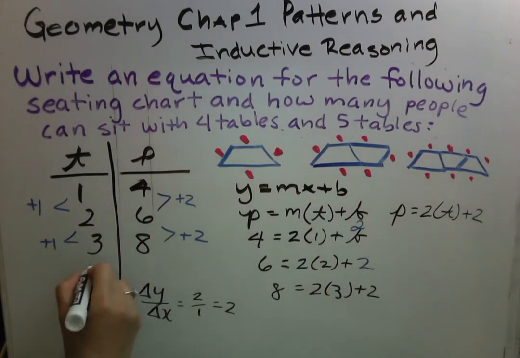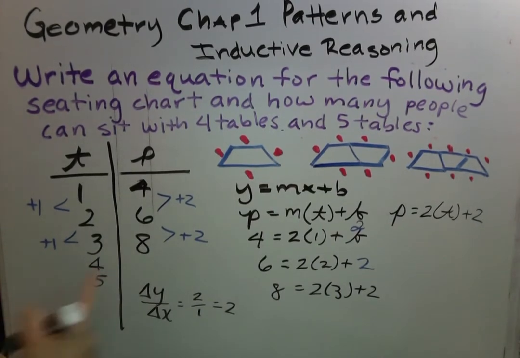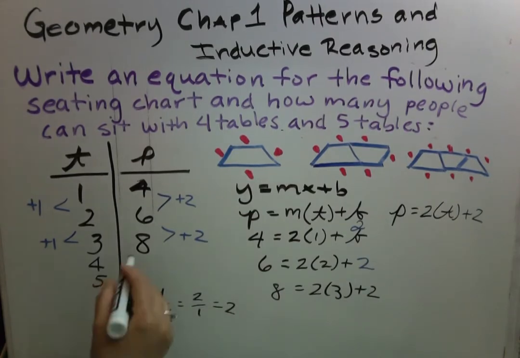And in order to find out how many people can sit at 4 tables and 5 tables, we can just plug in 4 for T in our equation, and then 5, and we will get 10 and 12.